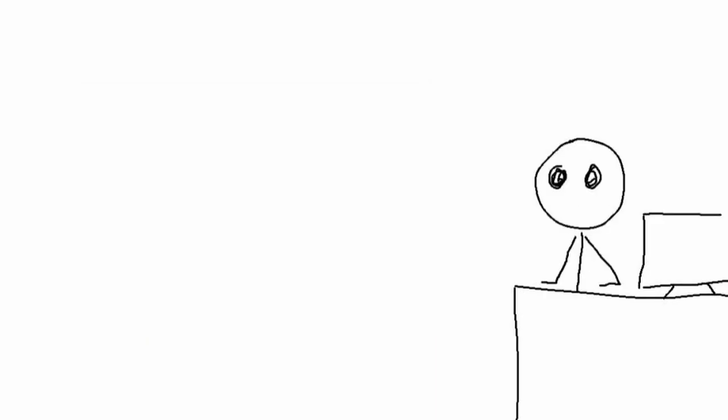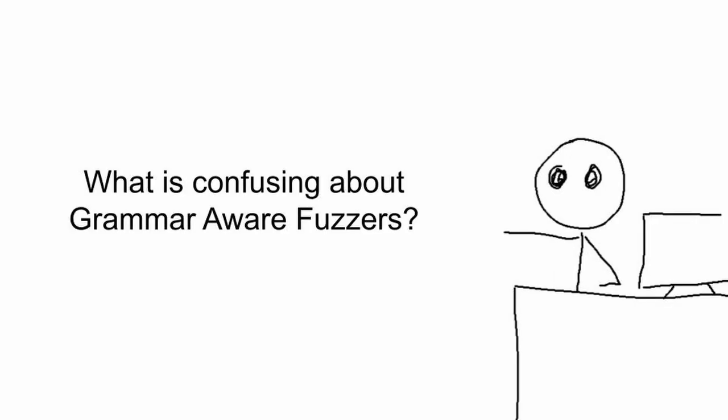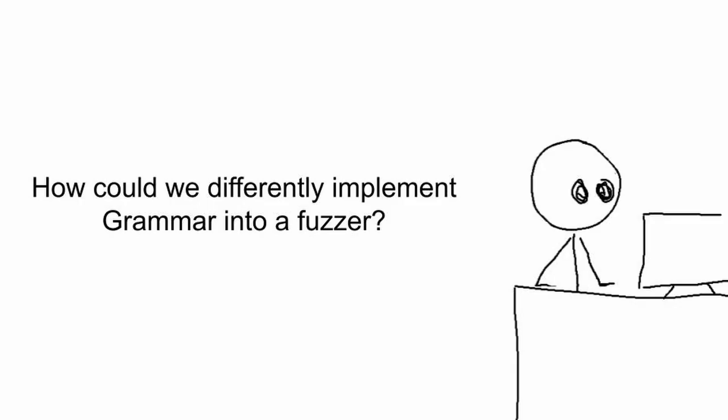Alright, so that was a lot of information to take in. I want to take a quick pause to ask you some questions. The 2 questions I have are, what is confusing about grammar-aware fuzzers? I know that's a lot of information and maybe there's something I'll be able to clarify. As well as, how could we differently implement grammar into a fuzzer as opposed to this traditional way of implementing it with the parse trees that I've outlined?